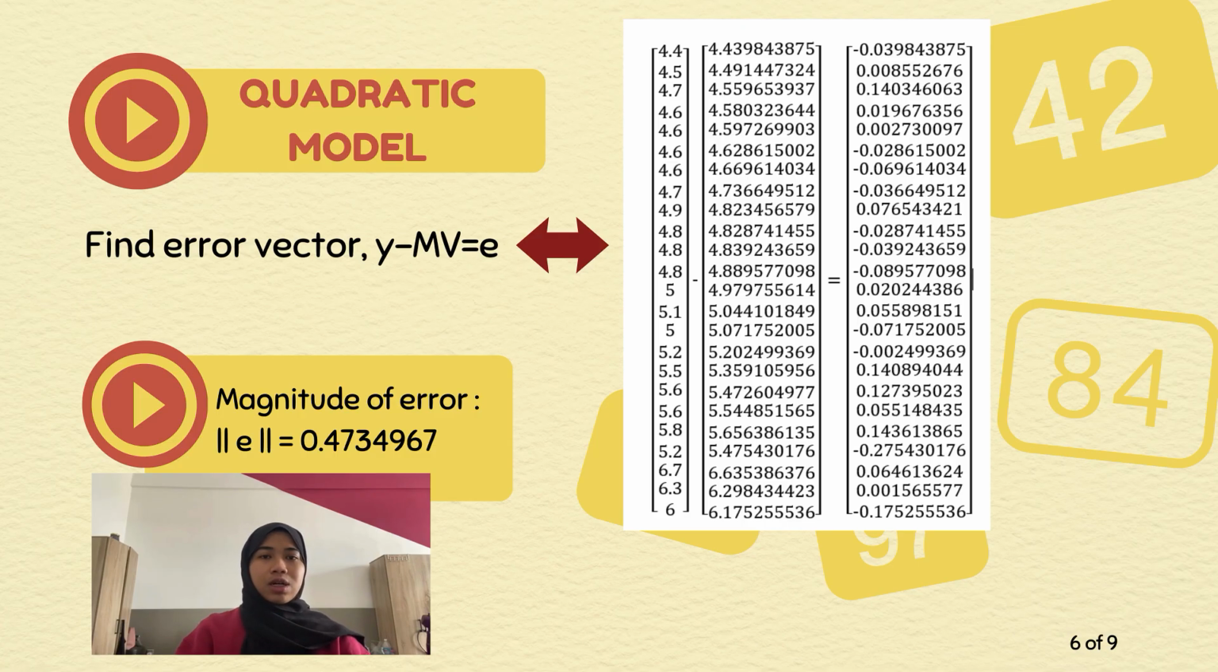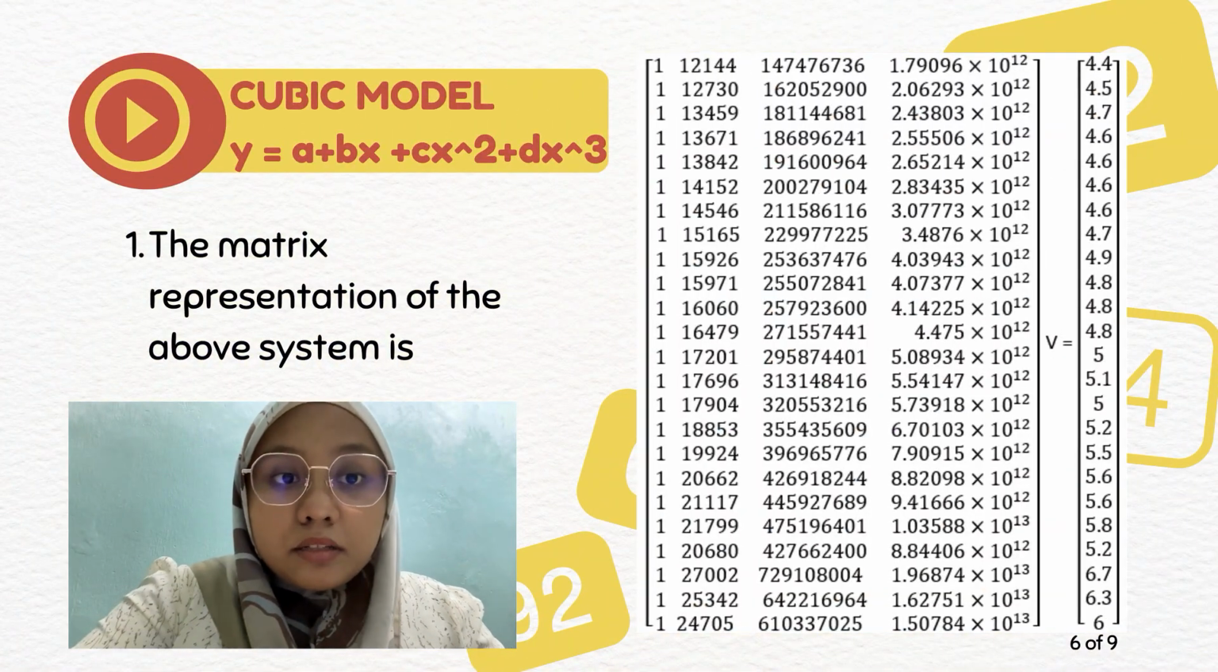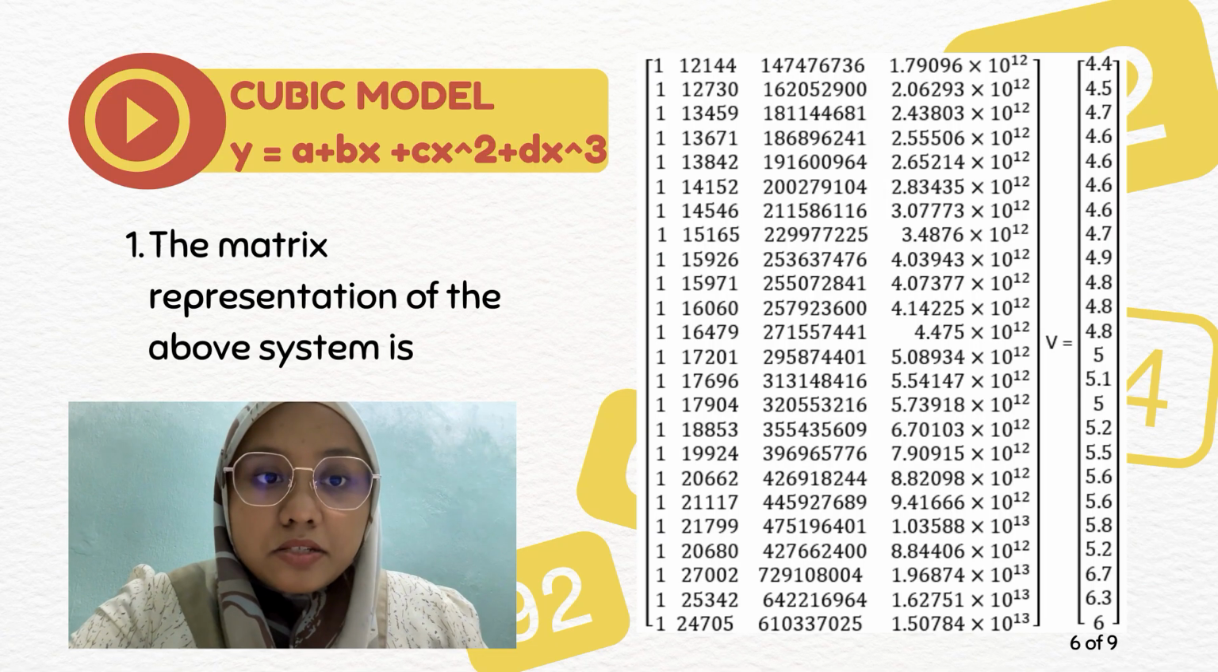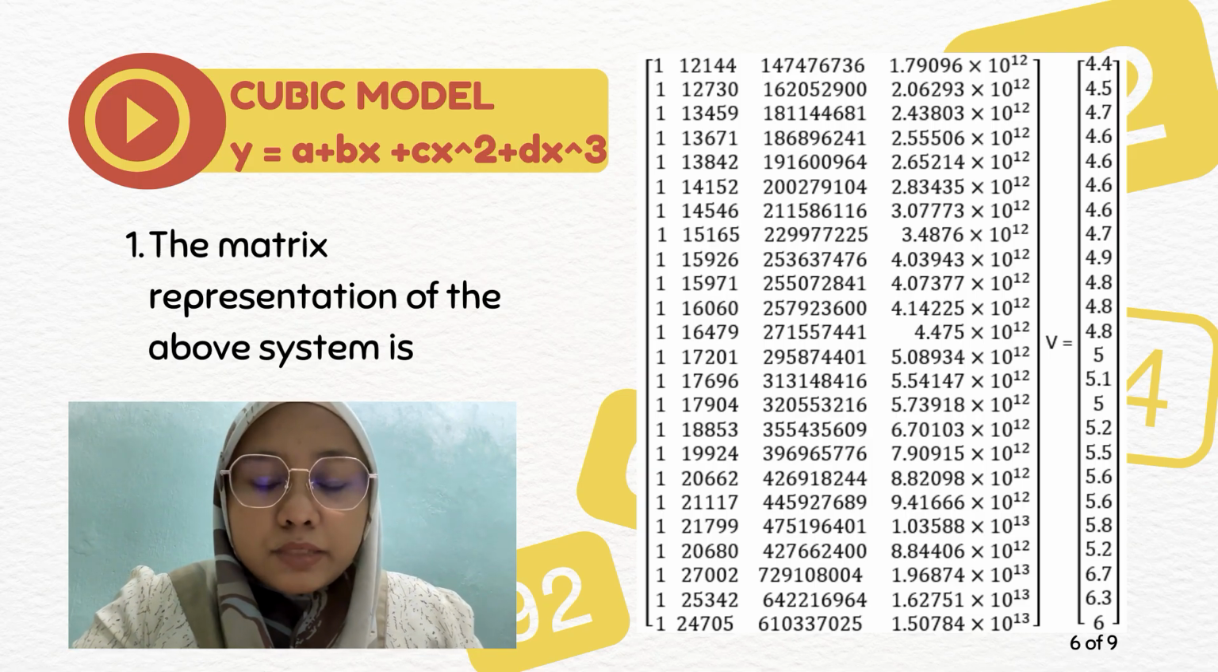So, the magnitude of the error vector is 0.4734967. We extend the model one step further by introducing a cubic term. Here we assume that the relationship between the number of deaths x and the crude death rate y may follow a cubic pattern. The cubic model can be written as y equals a plus bx plus cx squared plus dx cubed. To represent this using linear algebra, we form a larger matrix M.